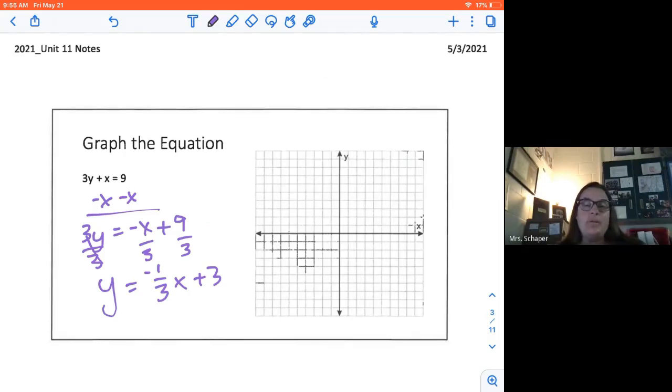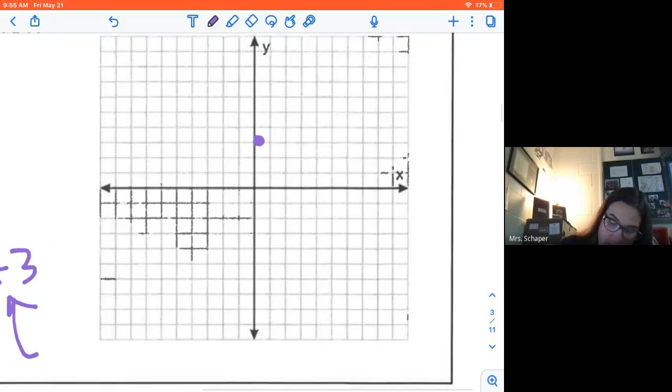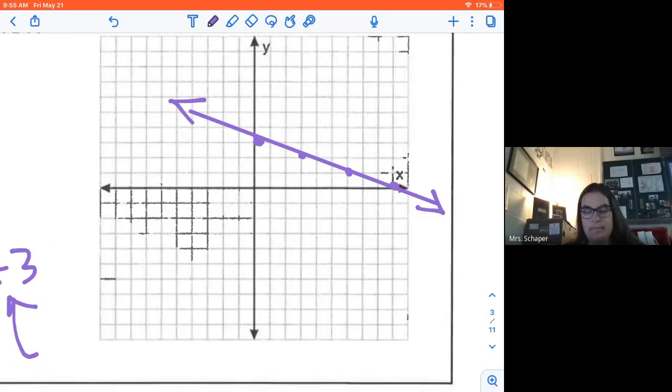And again, this is pulling back our skills that we learned in quarter 2 and 3. So right here is my starting point, and my slope is negative 1/3. So down 1 to the right 3, down 1 to the right 3. There we go.